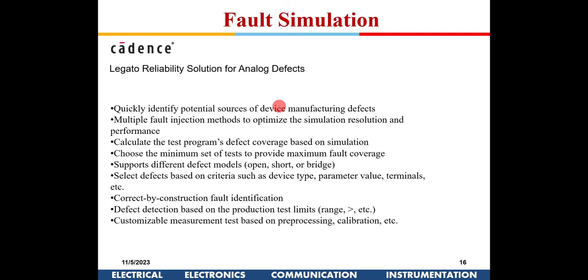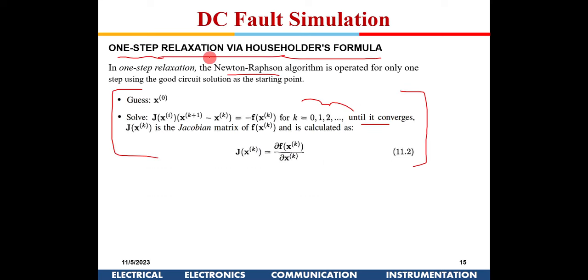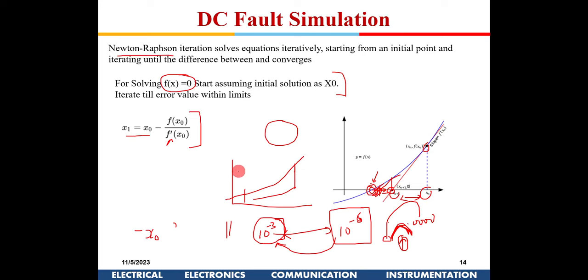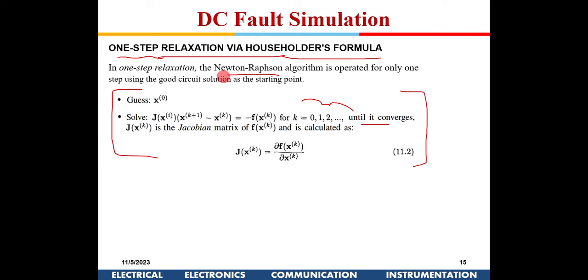In the one-step relaxation method, we do a normal simulation, and in the normal simulation the results are obtained through Newton Raphson iterations, and all these matrices will be available. Then you go one or two relaxation steps back from your obtained solution and do a simulation with those values. If you are still getting the specifications at the output, that means whatever you have designed can tolerate a certain amount of fabrication faults. So that is one way of doing the DC simulation.